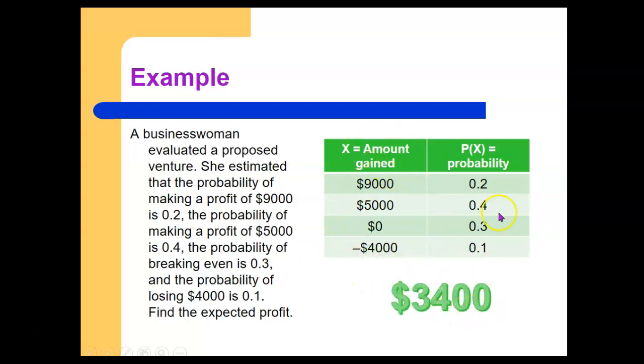So this is worth investing in. It might lose her money, it might gain her money, but it's a pretty good bet. So in the long run, if she had a whole bunch of opportunities like this, they would average out to a profit of $3,400. And if she were comparing this against some other venture, she might want to compute the expected value of that and go with whichever one had the higher expected value.